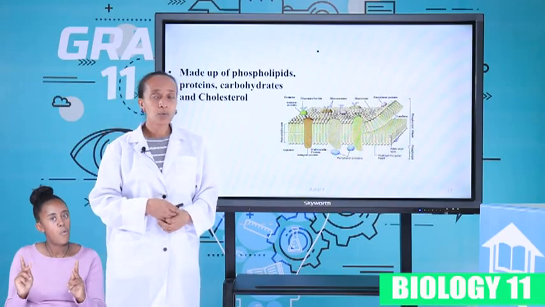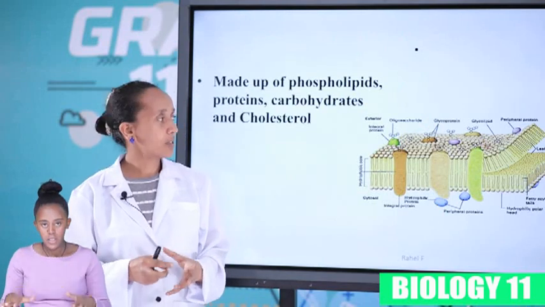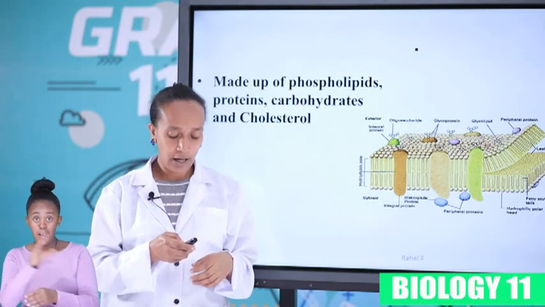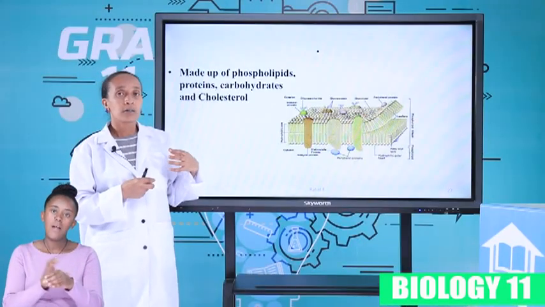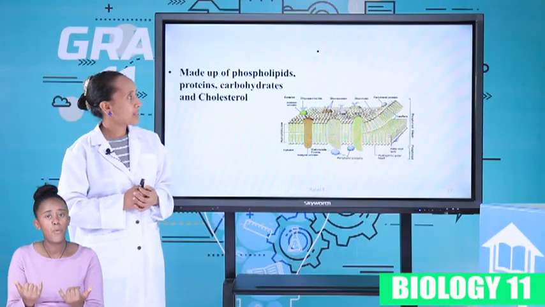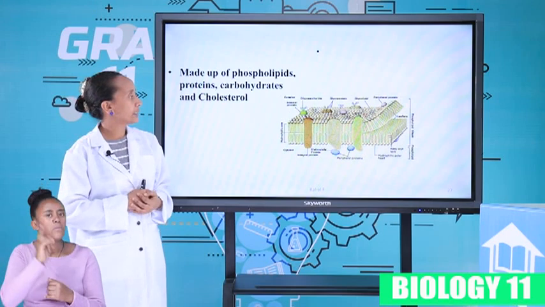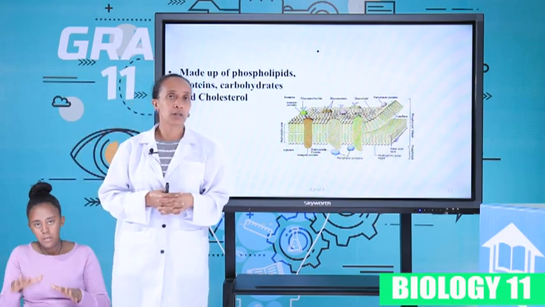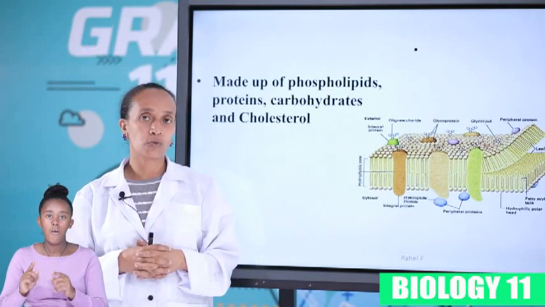Okay, up to now we have seen the structures that are found both in plant cells and in animal cells, and now we are going to summarize the main points of the lesson. The first part that we have seen in this period is the different parts of the cell.